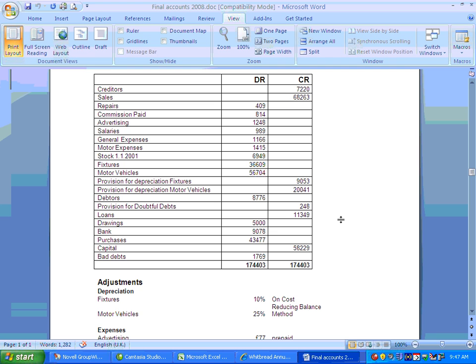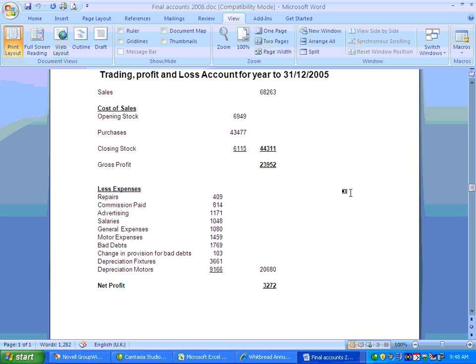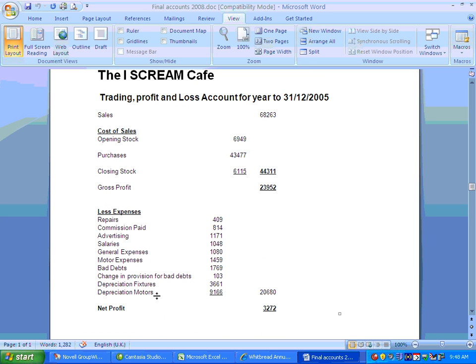So all we've got to do for the current year's depreciation is take 25% of the reduced balance, so it's 25% of 56,000 minus the 20,000 provision. So we do that 25%, and if we just go down now to the profit and loss account, we can see that the depreciation on motors is 9,161. That's 25% of the reduced balance, 56,000 minus the 20,000. Give or take a few pounds. Okay, that's the depreciation for the year.